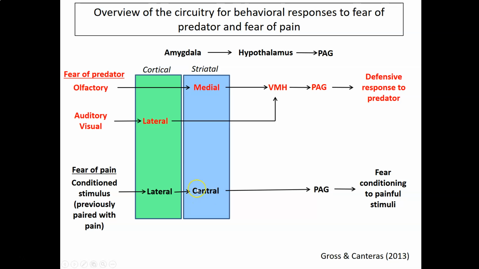From there, it goes to the central amygdala, which is a striatal portion of the amygdala, so I have them color coded in that way. This completely bypasses the ventromedial hypothalamus. Okay, it doesn't even go near it. It goes straight from the central amygdala to the periaqueductal gray.